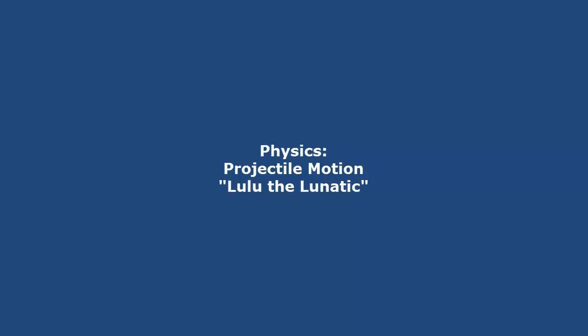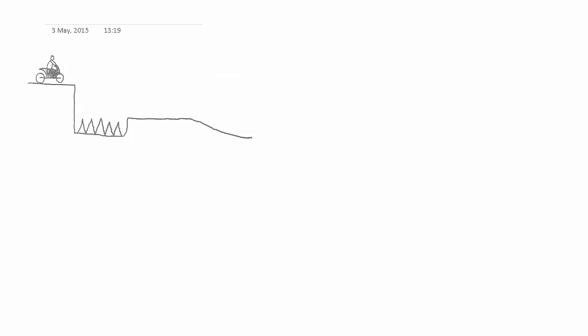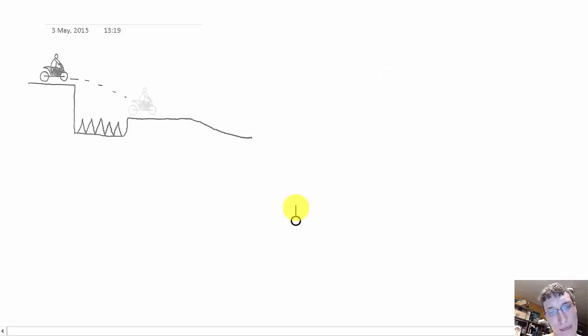So first, let's draw our problem, which is Lulu the lunatic is going to jump over a huge bridge and make it across the ledge. So, what speed does Lulu need to make it across this ledge? This is some sample questions.